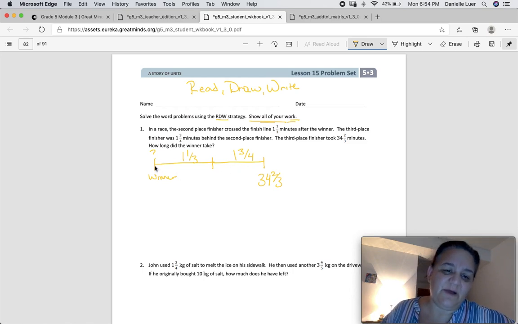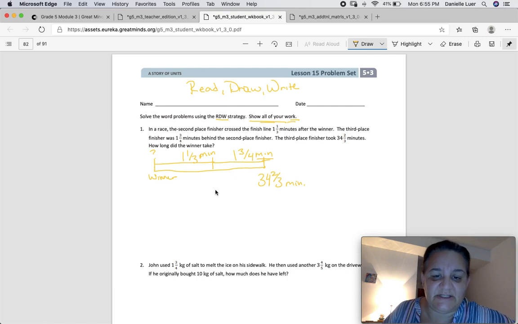Okay, so here's why we drew a diagram. Here's our tape diagram. We knew that the winner won, that the second place person was 1 1/3 minutes after that winner, and that the third place person was 1 3/4 minutes after the second place winner. So what can we do here? What strategies can we use to solve this problem now that I have read the problem and I know that minutes are my units? I drew my tape diagram, okay? And now I'm going to create an equation or expression to solve this.